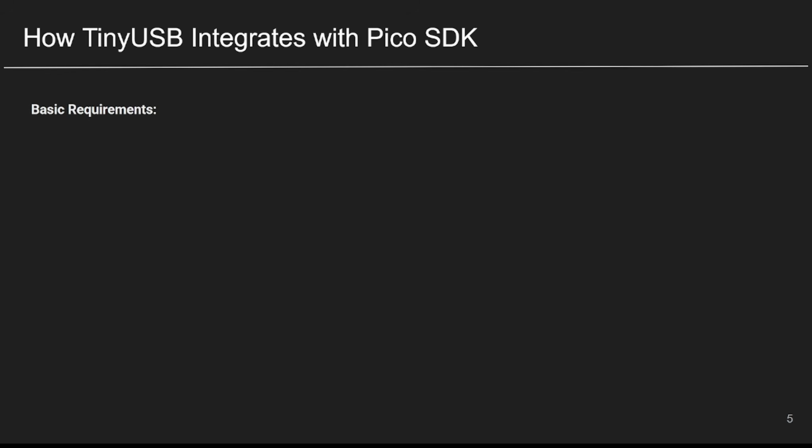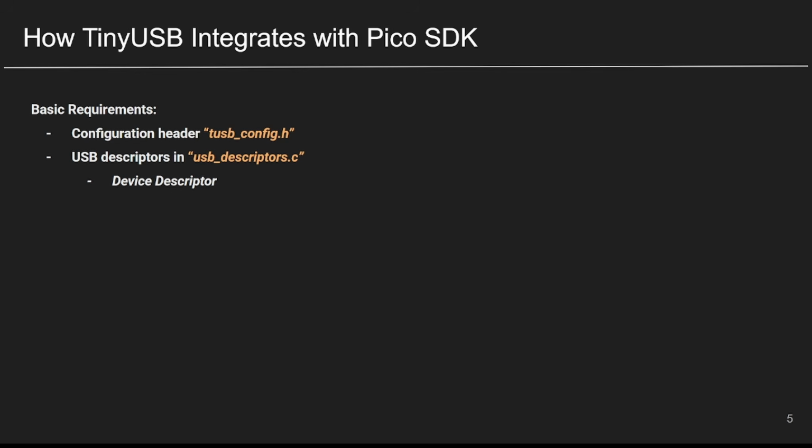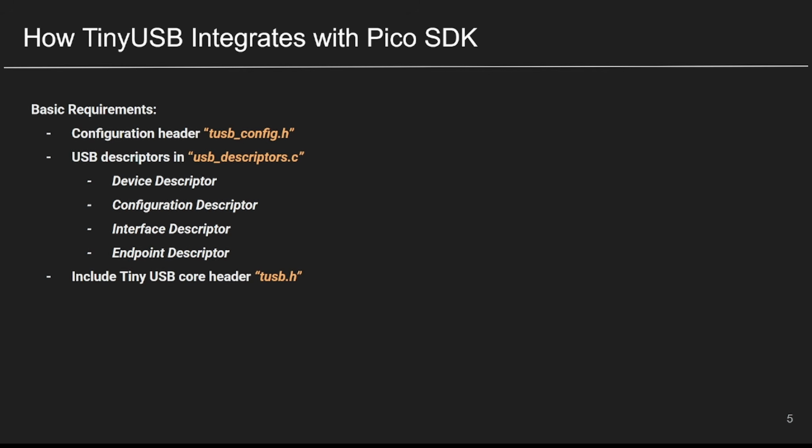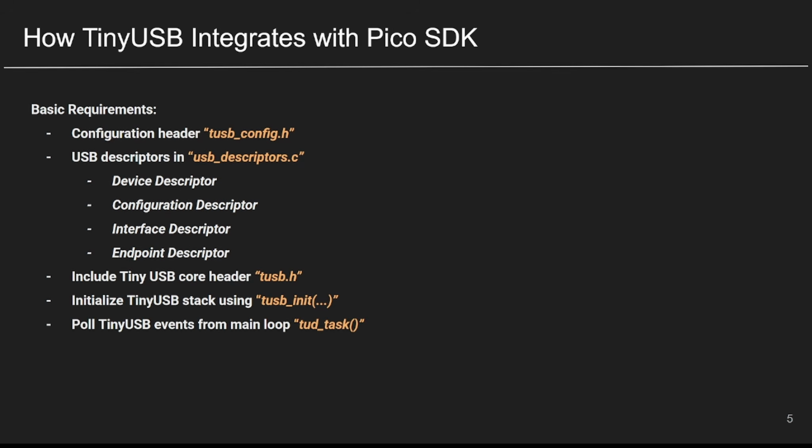Now, how does TinyUSB integrate with the Pico SDK? There are some basic requirements. First, we will have a configuration header, tusb_config.h, and we will define a USB descriptor in a file, usb_descriptors. This descriptor has the device descriptor, configuration descriptor, interface descriptor, and endpoint descriptor. Next, we will need to include the TinyUSB core and class header, tusb.h, in our project. In our main function, we will initialize the TinyUSB stack by calling tusb_init and then continuously poll for USB events using tud_task. Next, we will link the TinyUSB library in our CMake file list.